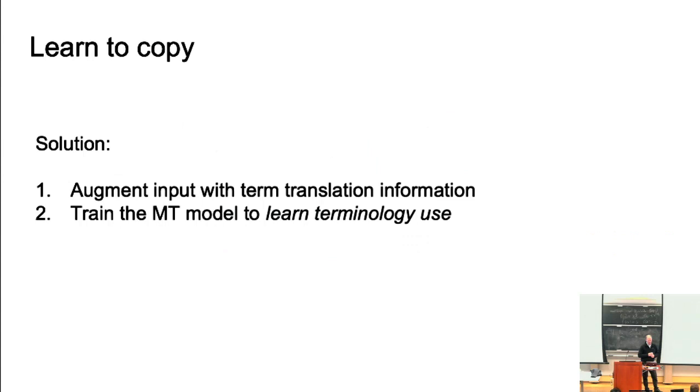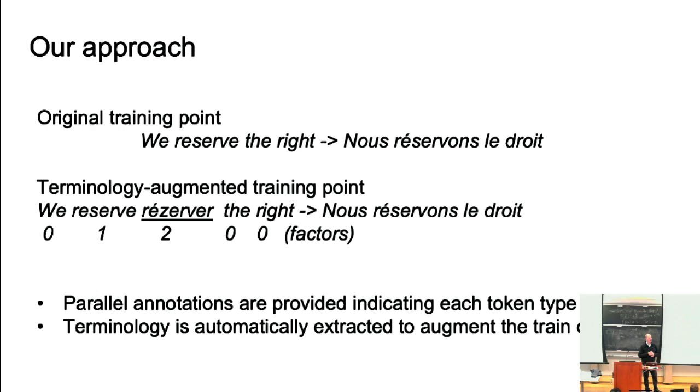We call it learn to copy. Basically, the impact here is mostly on training. We augment the input with translation term information, and we train the model to learn terminology use. You can think about how to implement this simply by annotating training data, and we do it for a percentage: 10% of the training data is annotated with terminology matches. We have terminologies, and we can look in the training data for how often we see a match in the source and the target of our terminology base. In these cases we decide to annotate the input with the terminology, because we know that it is going to be used in the output.